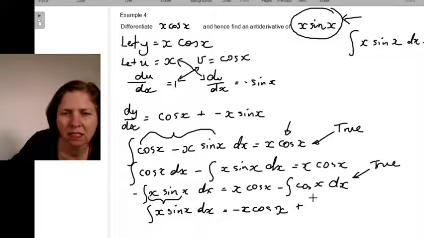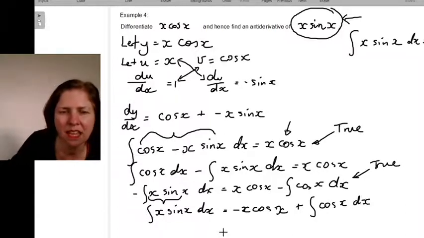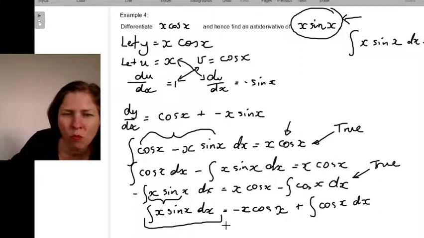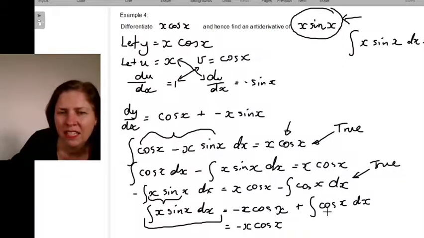plus the antiderivative of cos x dx. I'm nearly there. This is what I'm looking for on the left-hand side. I don't need to touch the left-hand side anymore. I just need to find out what the right-hand side actually equals. So negative x cos x, I'm fine with that, but I've still got an integral sign on the right-hand side. Well, that's okay, because the integral I need is one that I can actually do. I can do the antiderivative of cos x, and I know that the antiderivative of cos x is sine x.